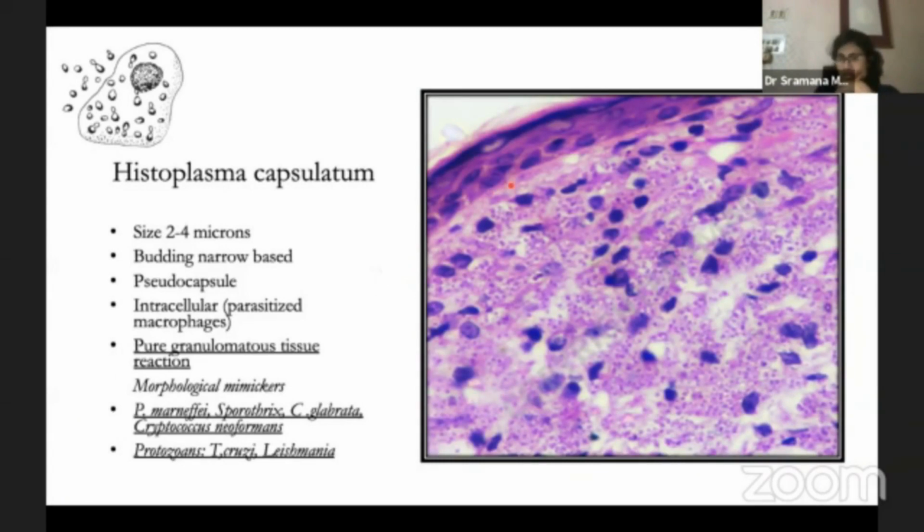This is a skin biopsy where we saw numerous macrophages in the dermis. If you look at these macrophages, they are all chock-a-block full of small, round to oval yeast cells. And they have a halo around them like a pseudocapsule. So these three points are very important. The moment we see this, we think about Histoplasma. If we have a doubt, we look at the reaction that they're producing.